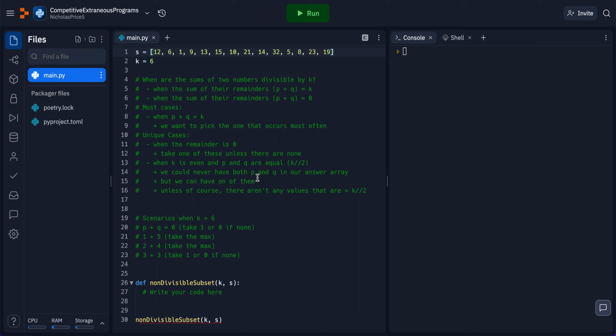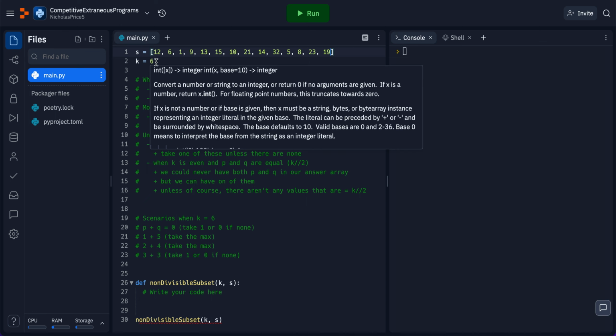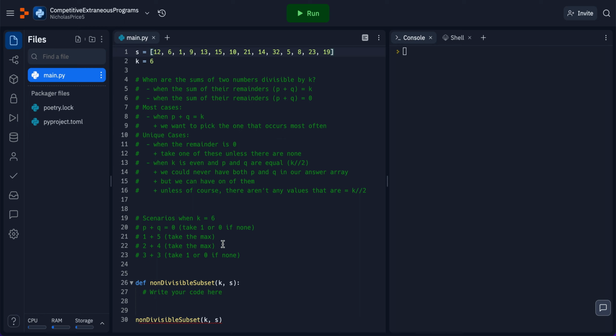If there are more than one, we do not want to pluck multiple of them, because then if you add those two numbers together, if you add them to the subset array, you would have to add all the numbers in the subset array to each other, and you would wind up in a scenario where you get 3 plus 3. 3 plus 3 is 6. 6 is divisible by 6, and you have broken the rule.